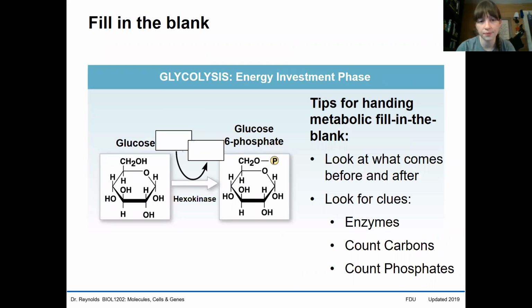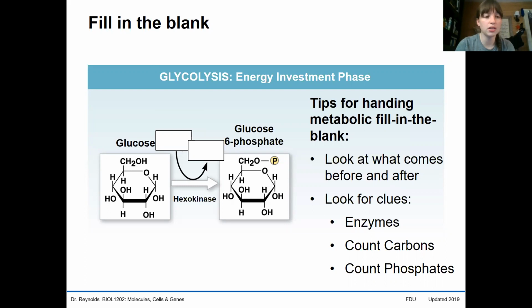So how do you handle fill in the blanks like this? Well, here's a couple of things you can look for. Enzyme names can be clues. You'll notice that here the enzyme is hexokinase. Kinases transfer phosphates, so I'm already thinking about ATP. You can also count carbons.